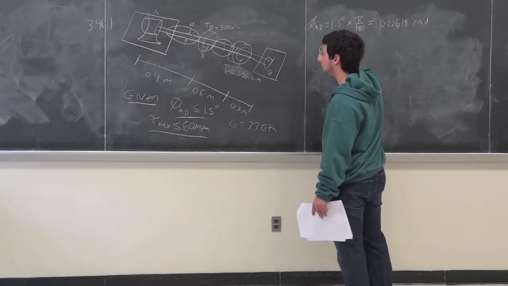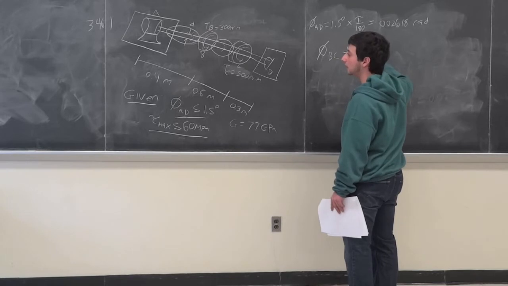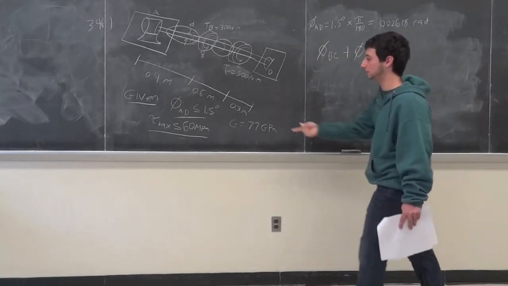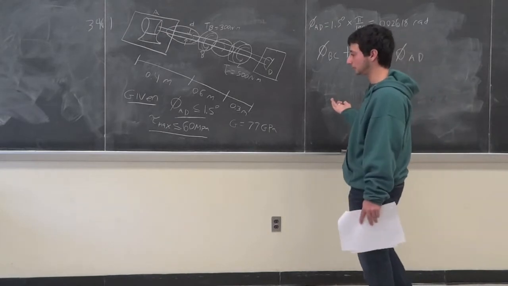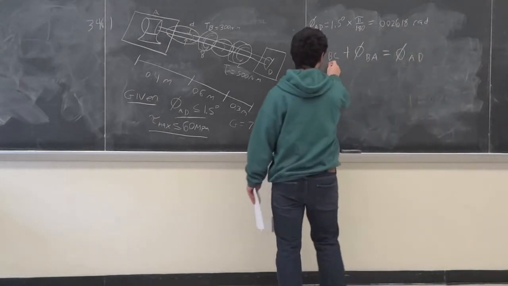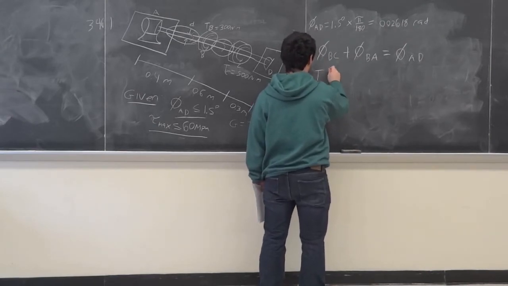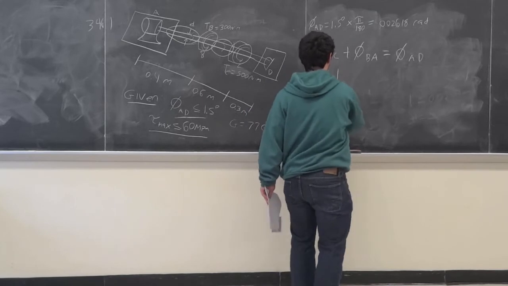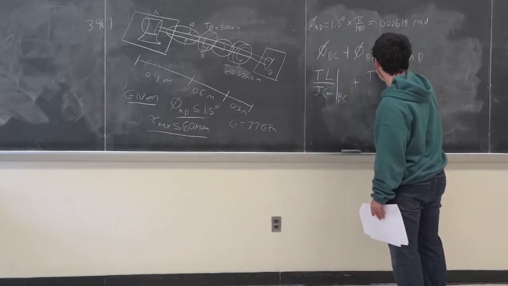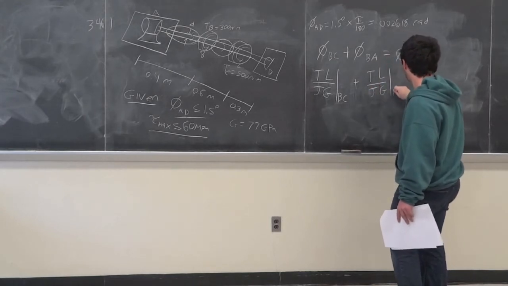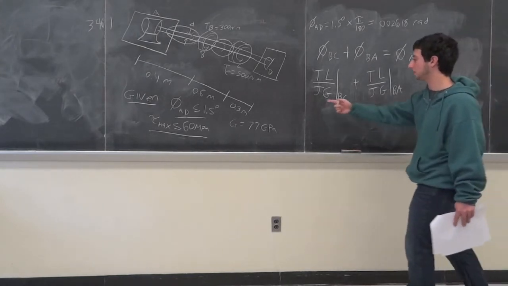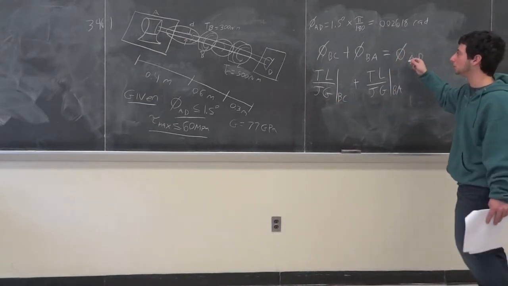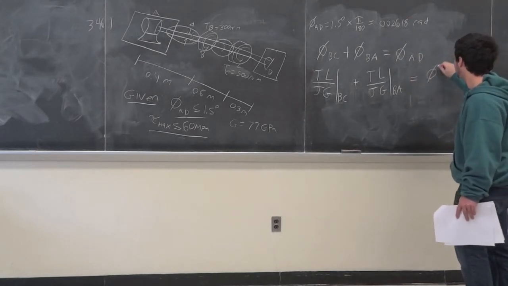Okay, so you have phi BC plus phi BA is equal to this phi AD. Okay, so we want the radius out of this, right? And then we're going to get the diameter. So we know this and this. So this is equal to the torque times the length, TL over JG. Okay, so this is for rod BC, and this is for rod BA. Yeah, that's right. This is going to have the radius in J, and this is equal. This is known. We already have this value over here. So this is equal to phi AD.